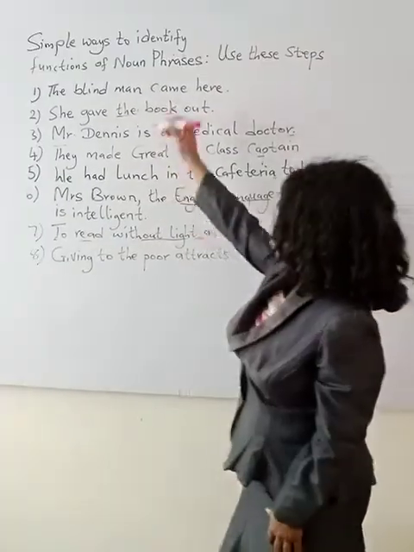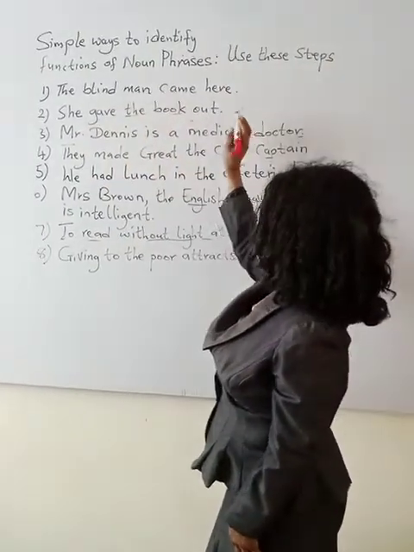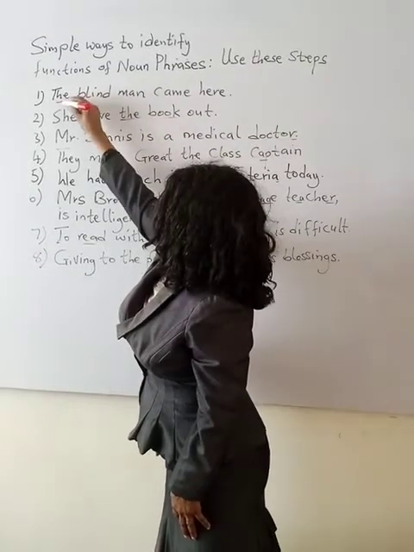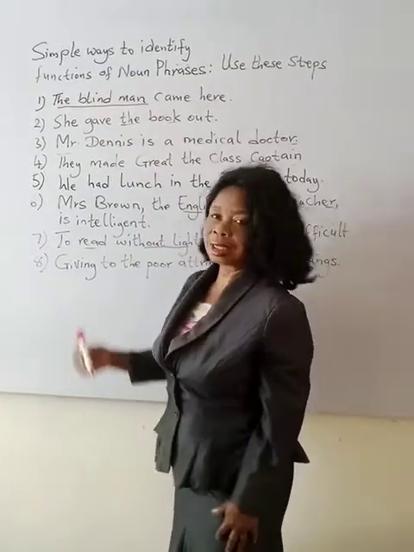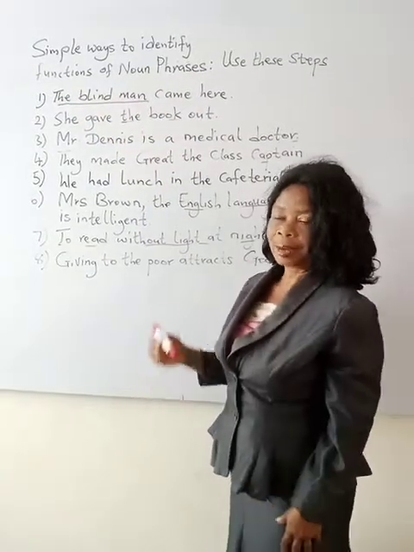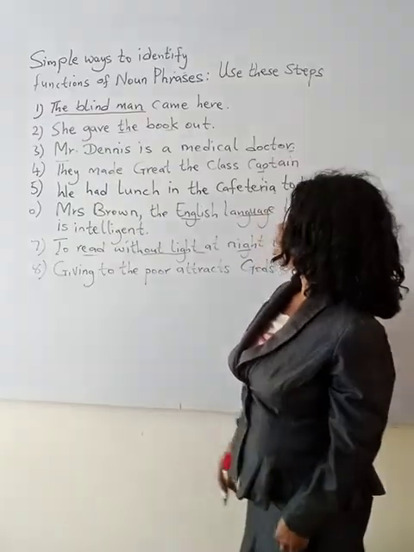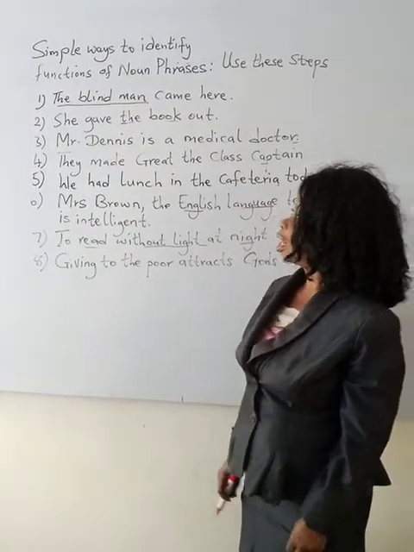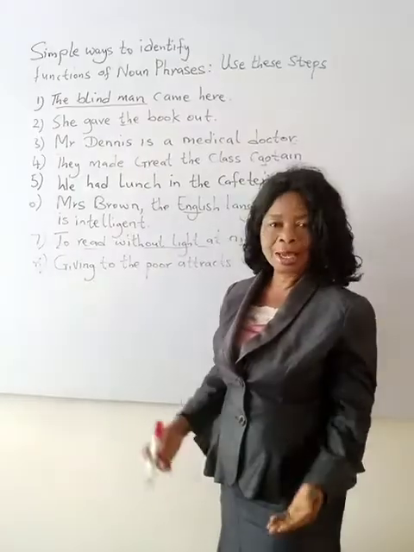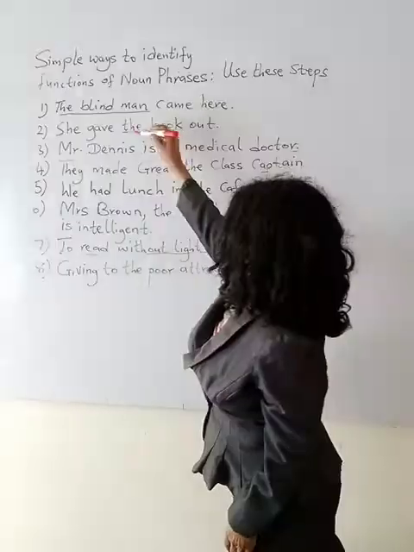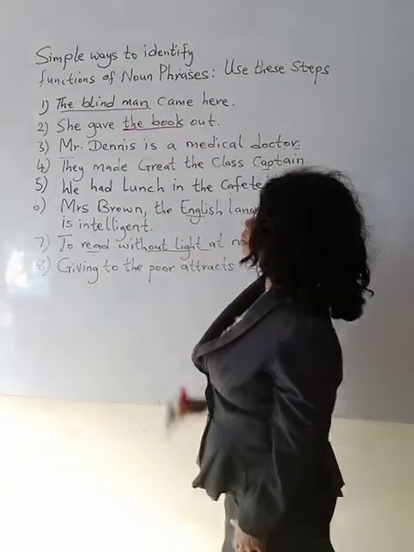So the first one is: the blind man came here. The blind man is a noun phrase. Now number 2: she gave the book out. Now the book is a noun phrase in this sentence.